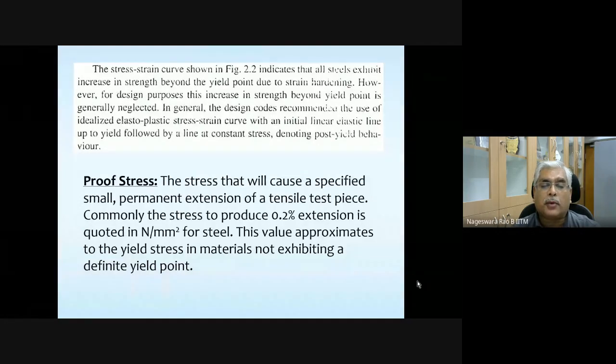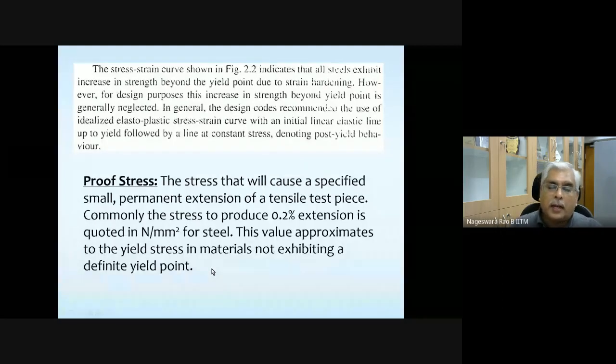Commonly, the stress to produce 0.2% extension. Make a note of it. Stress to produce 0.2% extension is quoted or expressed in Newton per mm square for steel. That is what proof stress is. This value approximates to the yield stress in materials not exhibiting a definite yield point.